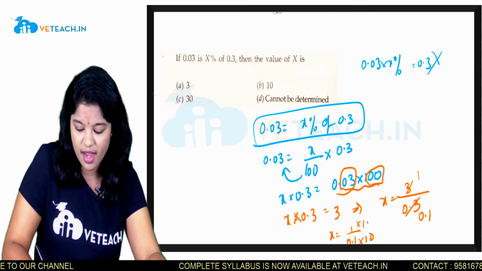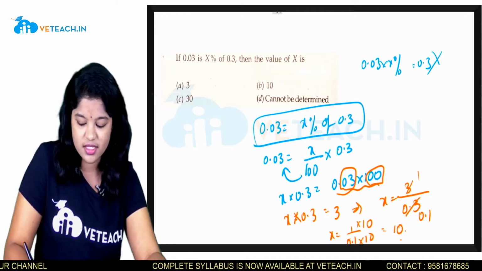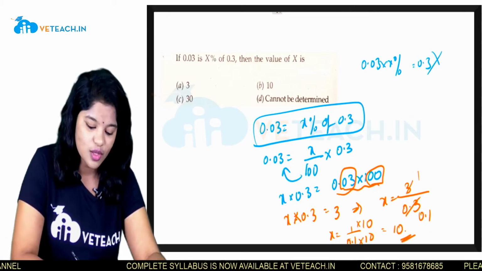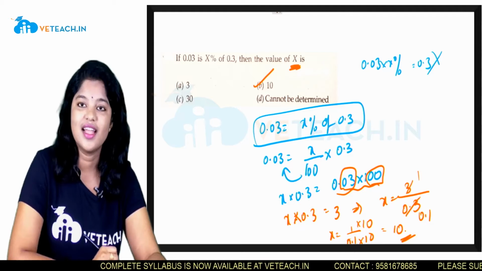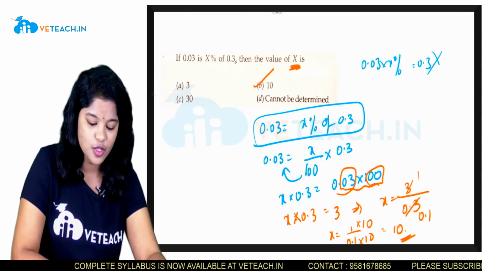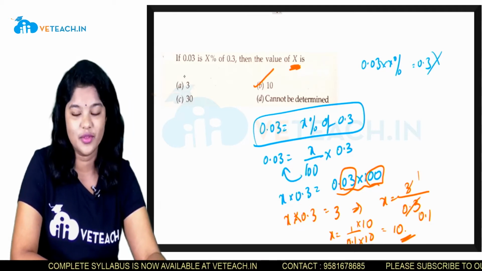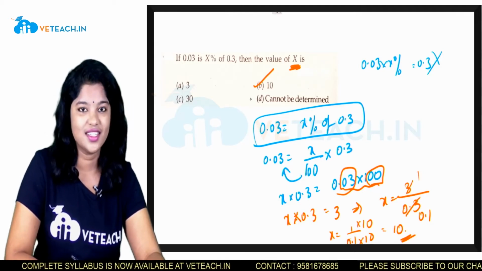Multiply and divide by 100. So we will get 10 as our answer. So the value of x is 10. That means 10% of 0.3 is 0.03. So option B is our correct answer.